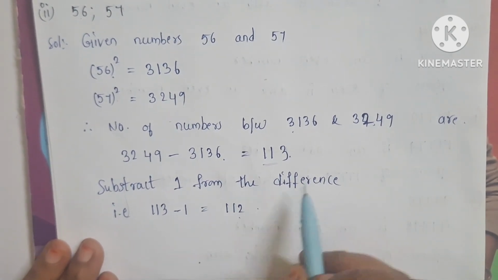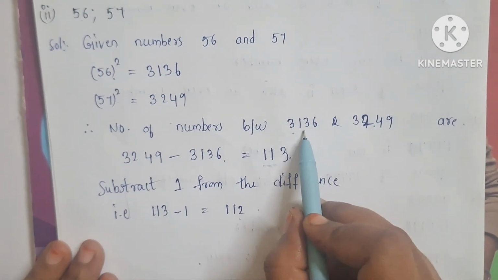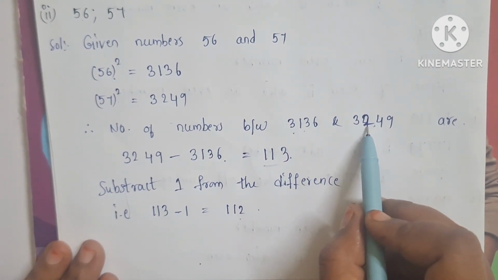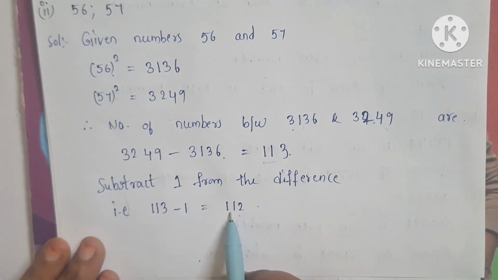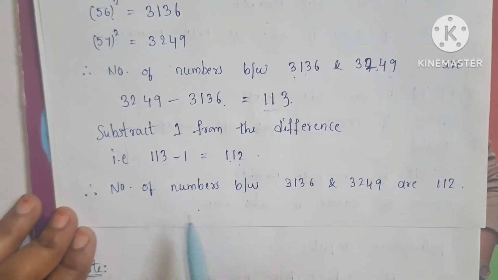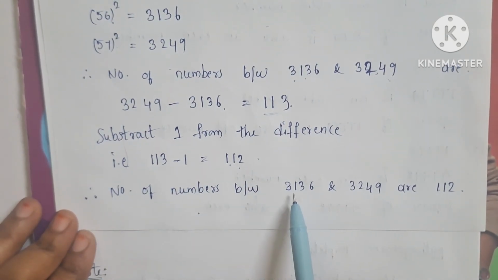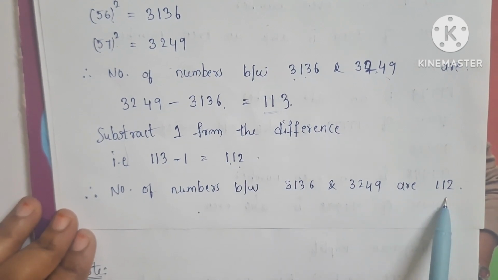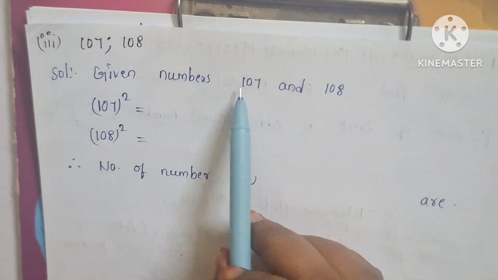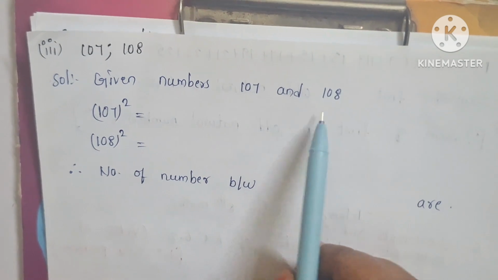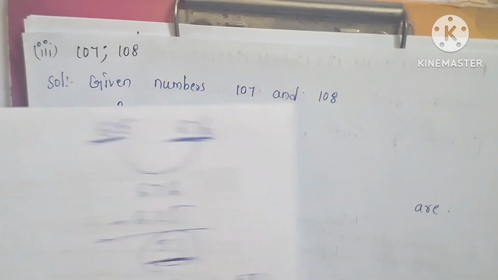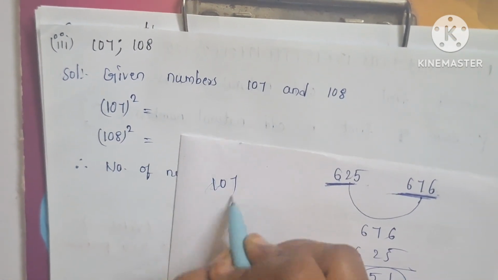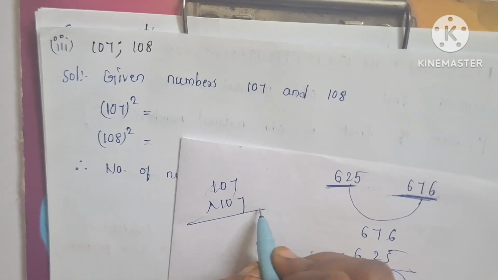How many numbers are there in between 3136 and 3249? 112 numbers. Therefore, number of numbers between 3136 and 3249 are 112. Next, what are the given numbers? 107 and 108. 107 whole square. What will you get? 107 into 107.